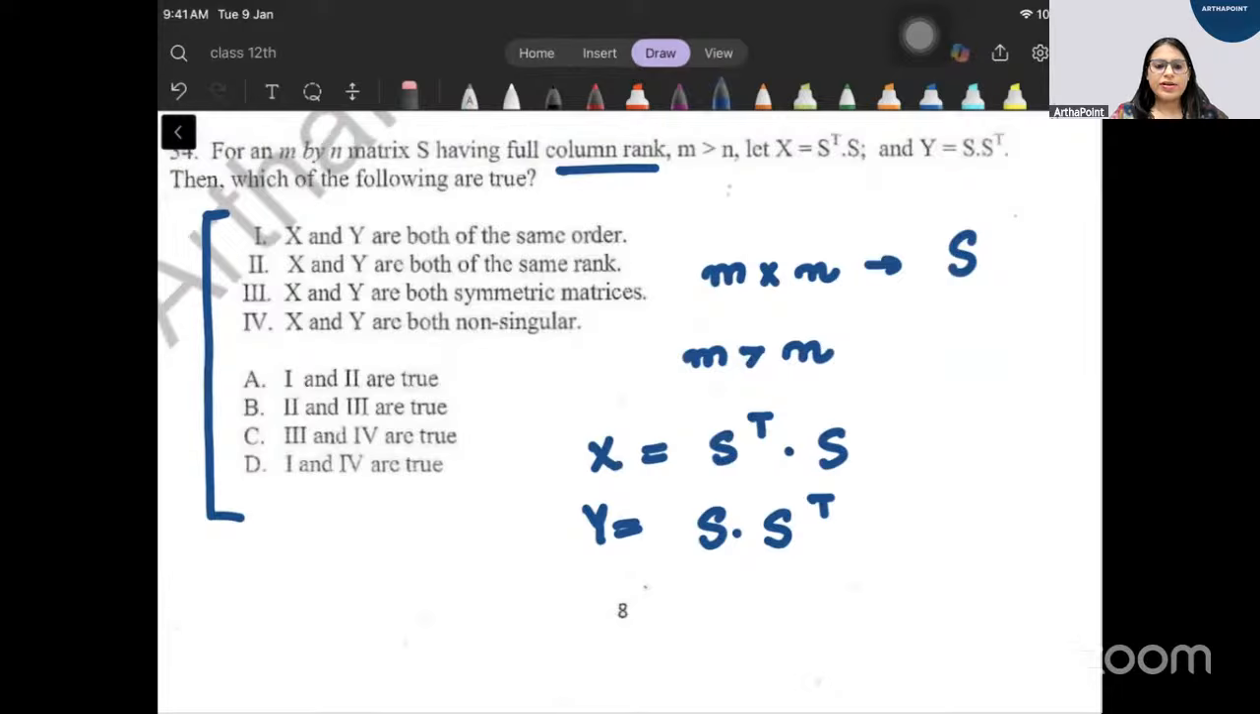Give it a try quickly, huh? Take an example, अगर ऐसे नहीं हो रहा है तो. It's always good to take an example if you're not able to solve.